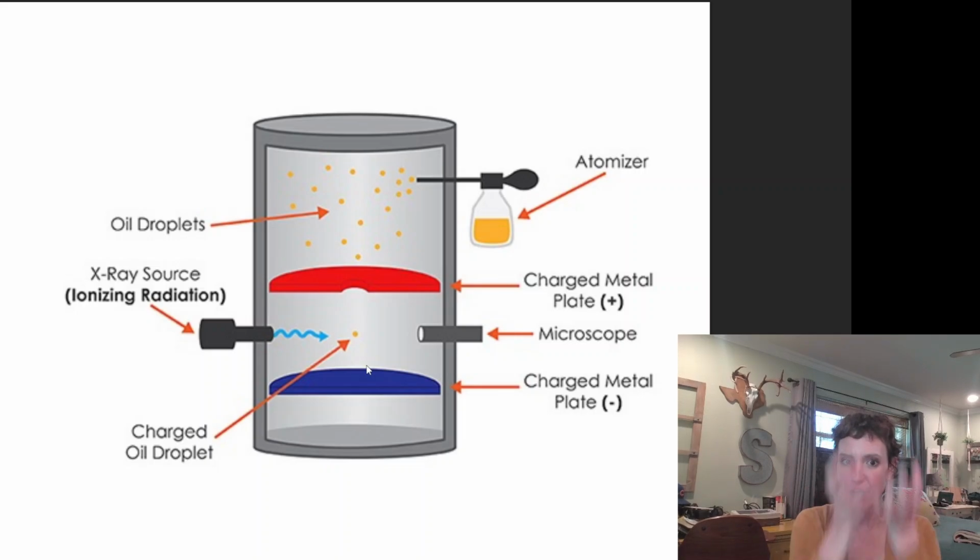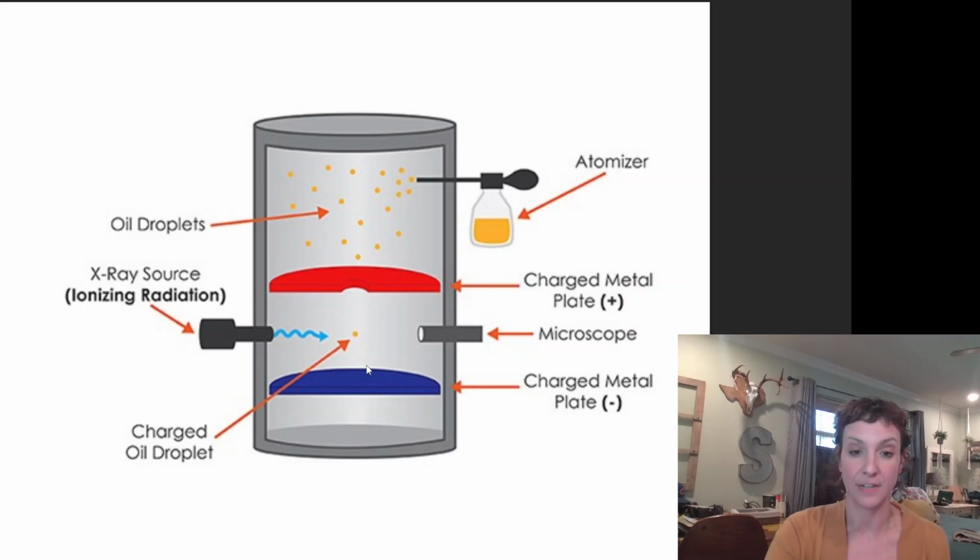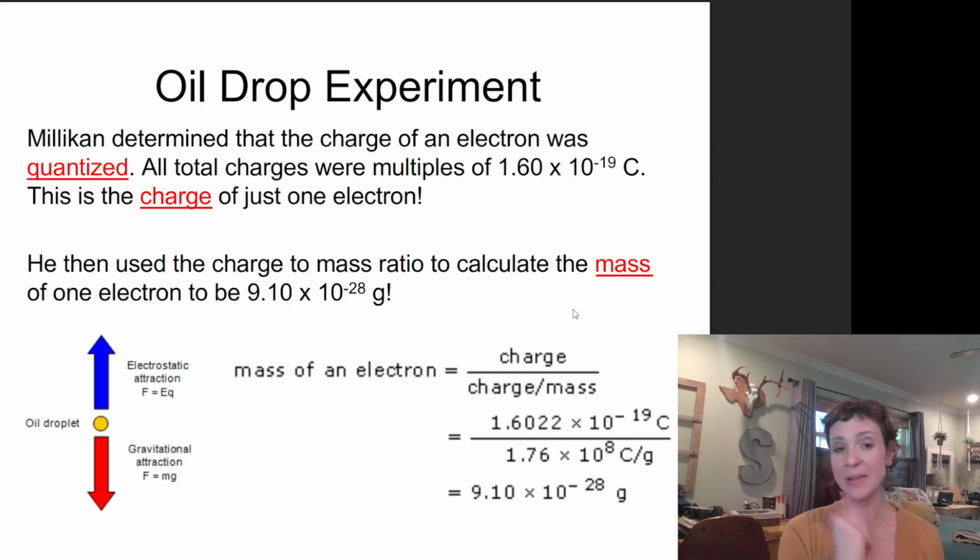He was then able to measure how many electrons each oil drop had on it in quantized amounts of electrical charge. Okay, so Millikan determined that the charge of an electron was quantized, which just means that all possible charges on those oil droplets were multiples of 1.6 times 10 to the negative 19th coulombs. Since they were multiples of that number, that had to be the charge of only one electron. He then used the charge to mass ratio, which Thomson discovered, to calculate the mass of one electron. The mass of one electron is 9.1 times 10 to the negative 28th grams.